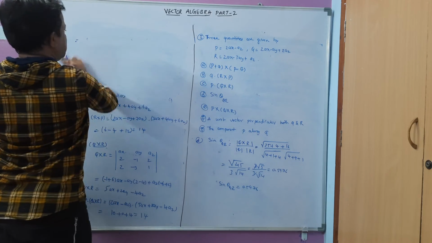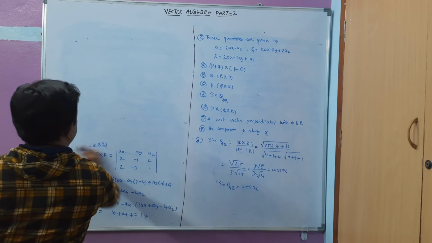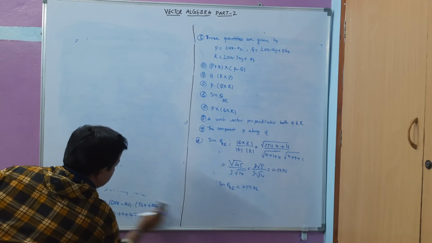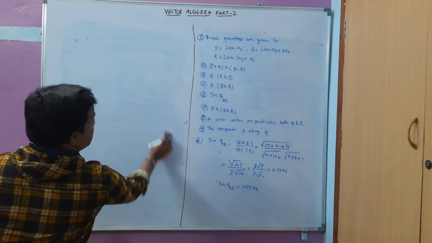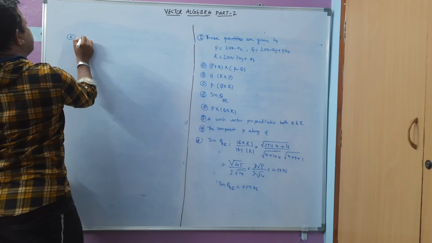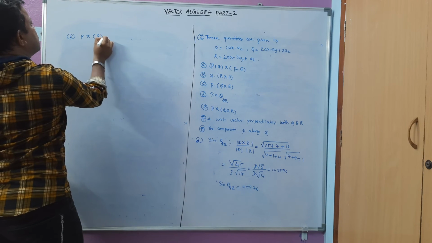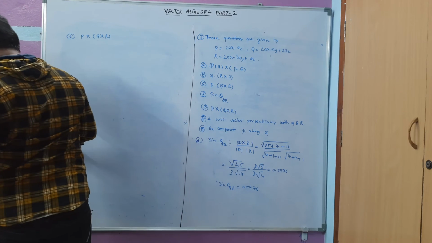Next question, what is P cross Q cross R here? So I have to take the cross product twice here. First I have to take the cross product of Q cross R, and next I have to take the P cross. Okay, that is P cross Q cross R. Already we have done the Q cross R.